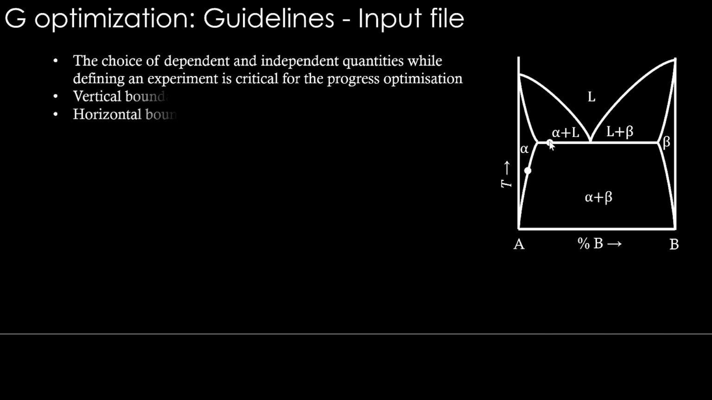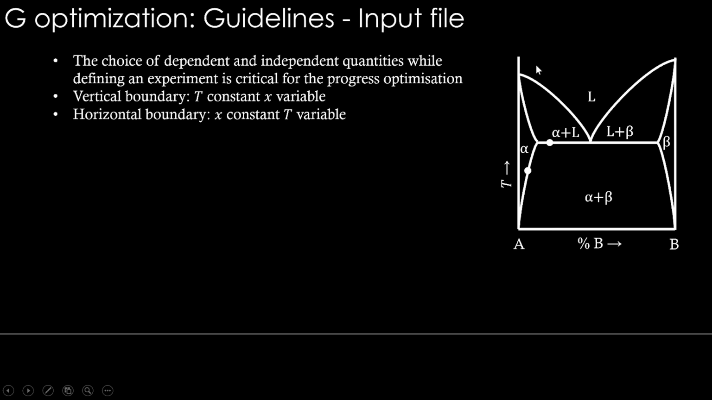So in this way, a general guideline can be: for a vertical boundary, which is this kind of thing, temperature can be constant and composition can be the variable in the experiment. And in the horizontal boundary, this kind of thing, temperature is going to be increasing, so temperature is variable, and composition is constant, one single composition, we are increasing the temperature.